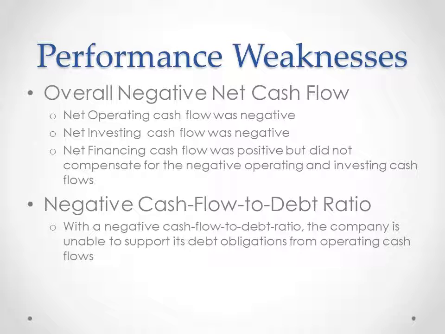The first weakness observed is the overall negative net cash flow for 2017. The net investing and net financing cash flows did not balance out the negative operating cash flow, meaning the company was operating in a deficit. With positive cash flows from previous years, the company was able to stay afloat. But with this type of performance, the company will not last several years. The second area of concern is the negative cash flow to debt ratio. With such a huge negative number, the company is not able to support its debt obligations from operating cash flows.